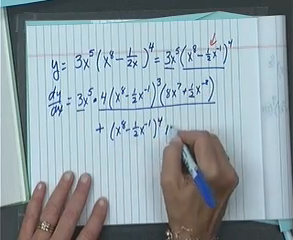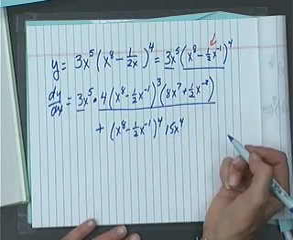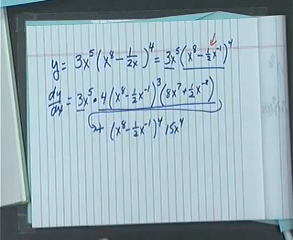Times the derivative of the first, which is just 15x to the 4th. Okay, that came around here. That's not a division line. I ran out of space. Sorry.